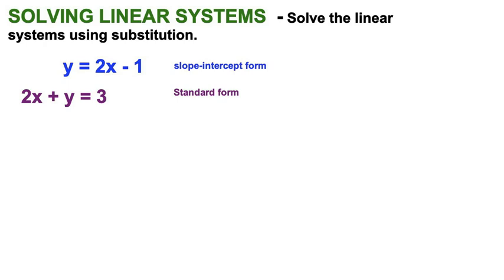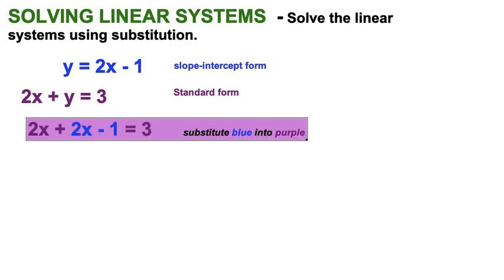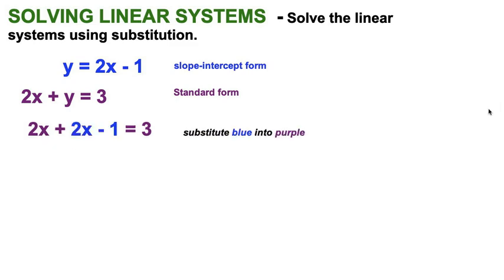Okay, I've got two lines here. We'll call them the blue and the purple. One's in slope-intercept form and the other's in standard form. Looking at the blue equation, y has the value 2x minus 1. I'm going to substitute that value into the purple equation, which is in standard form. Using a little color coding to help you see it, the 2x minus 1 replaces the y. That's substitution. Now it's just algebra.